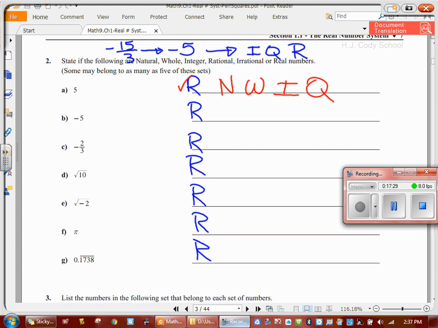The next one, negative 5. Well, we're not counting numbers anymore. There's no negatives there. The 0 one here doesn't include negatives. The integers include negatives. So it's got to be integer and rational, because they can fit together. So, integer and rational and still real. Okay? Fractions. Fractions are all in that big orange box, which is rational and real.